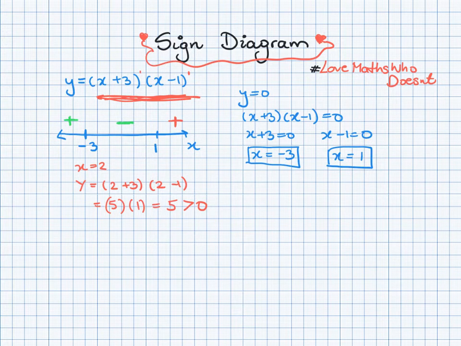And how are we going to do that? Now we're going to choose a number between negative 3 and 1. What number can we choose? 0 is a good number to choose. So x is equal to 0, and same, replace all x's with 0. So it's 3 times negative 1, which is negative, a number less than 0. Because it's a negative number, it means that the graph is going to be below the x-axis.